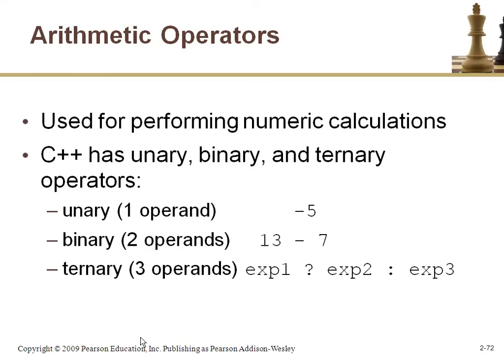The trinary operators work with three operands. This is an example of doing conditional execution for a test between expression 1 and expression 2. If that happened to be true, execute expression 3. Rarely do you see these kinds of trinary operators in action.